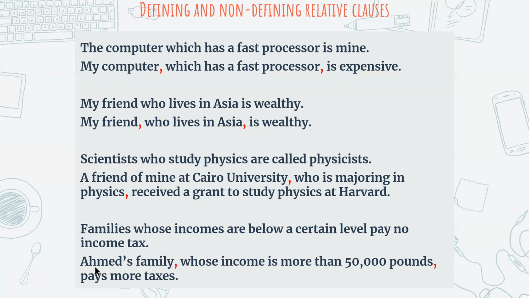But when I talk about Ahmed's family, as you can see, Ahmed's family, this is something specific. Ahmed's family pays more taxes. Okay, and this is just extra information, whose income is more than 50,000 pounds. Okay, so if you are defining a noun, don't use commas. If you are giving extra information using relative pronouns like whom, who, which, you have to use commas. You don't have to use commas. I'm sorry, you shouldn't use commas.